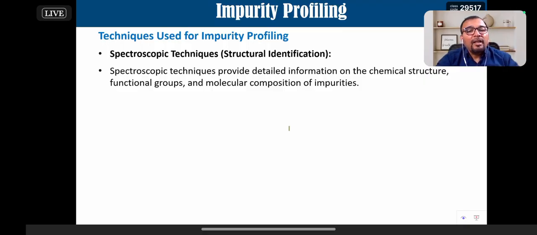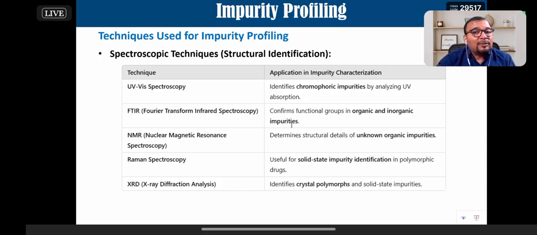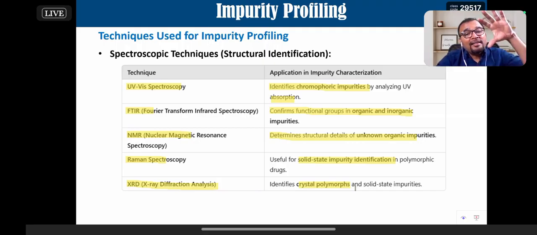See, now these are the mainstream spectroscopic techniques one can think of, like UV visible spectroscopy, which identifies chromophoric impurities by analyzing UV absorption. Then FTIR can identify the functional groups based on the fingerprint region. Then NMR can determine the structure of the compound. Raman spectroscopy can be used for solid state impurity identification in the case of a polymorphic drug, like polymorph A to B. And the same is the application of XRD analysis, to identify the crystal polymorphs or polymorphic compound. So these are the structural identification techniques, spectroscopic techniques.